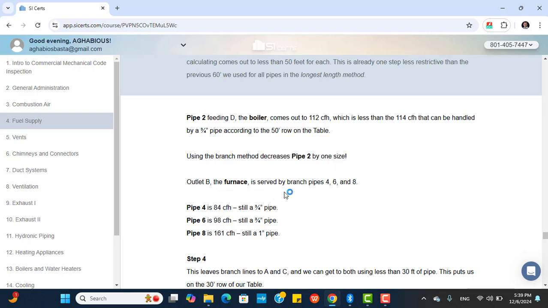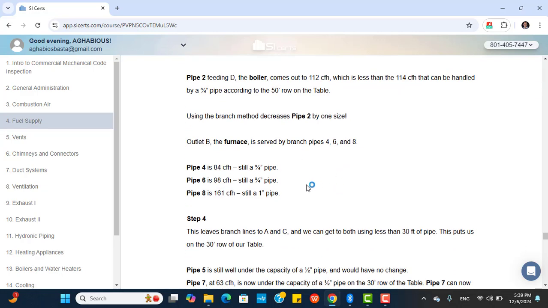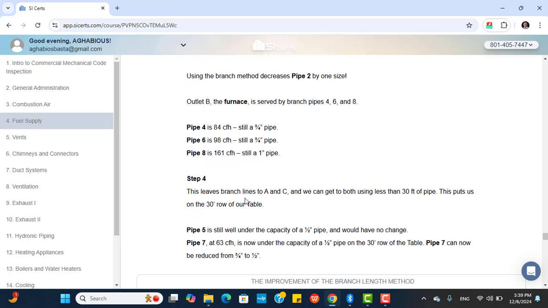Outlet B, the furnace, is served by branch pipes 4, 6, and 8. Pipe 4 is 84 CFH, still a 3/4 pipe. Pipe 6 is 98 CFH, still a 3/4 pipe. Pipe 8 is 161 CFH, still 1 inch pipe.